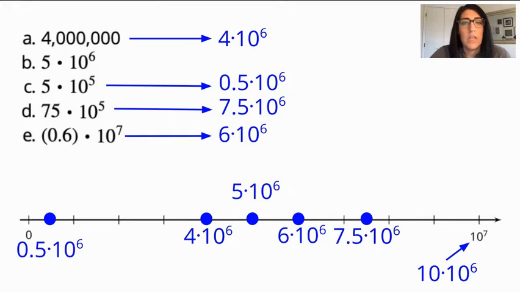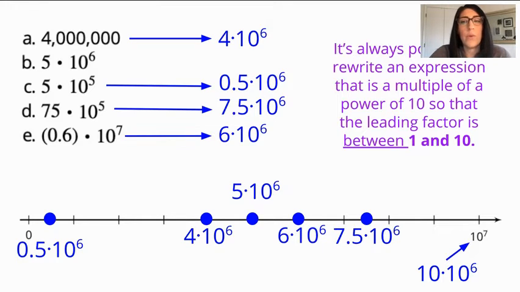So it's always possible to rewrite an expression that is a multiple of a power of 10 so that the leading factor is between 1 and 10. And so by rewriting them, we are able to place them accordingly on the number line because of how it's broken into 10 parts, and each part is being multiplied by 10 to the 6.